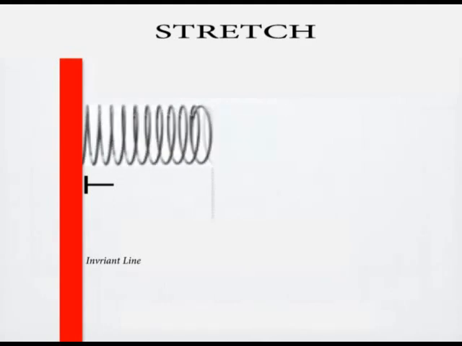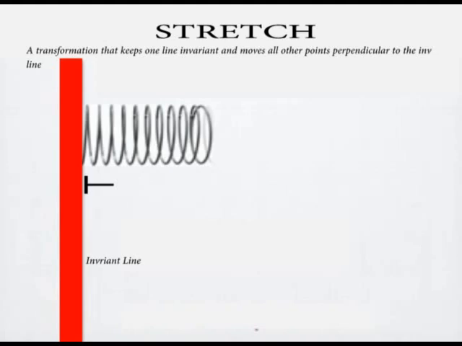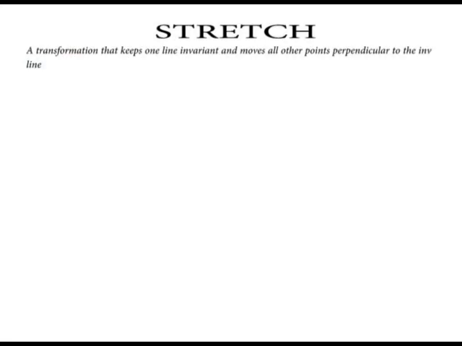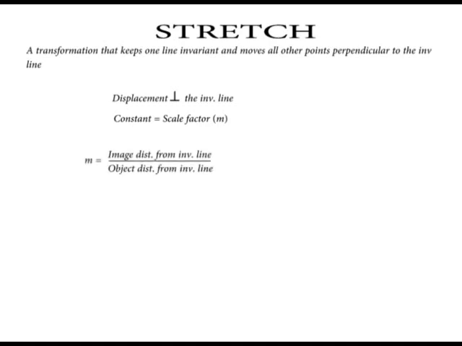This is a stretch, a transformation that keeps one line invariant and all the other points move perpendicular to the invariant line. So in a stretch, displacement is perpendicular to the invariant line. Points on the invariant line are also invariant. The stretch factor m is given by image distance from the invariant line over the object distance from the invariant line. So given m and the figure, you can calculate the image distance. That is, image distance is equal to m times the object distance. Note that all distances are measured from the invariant line.